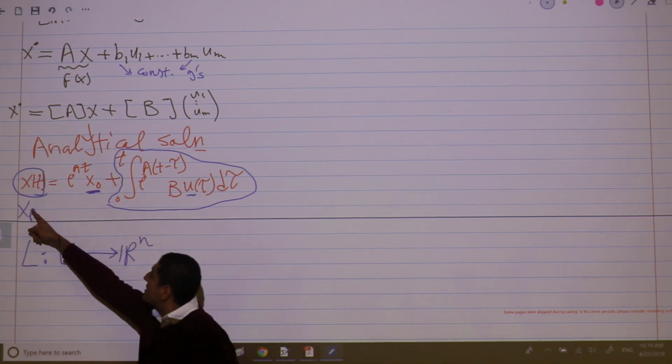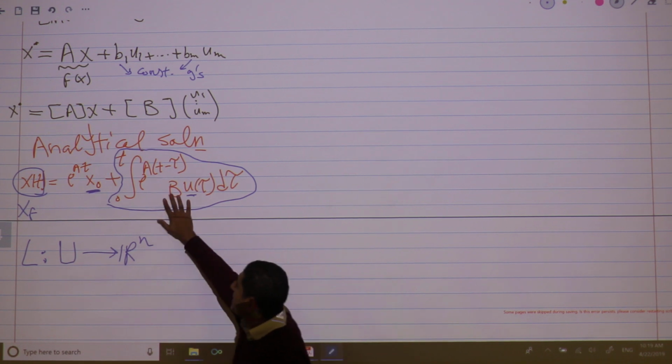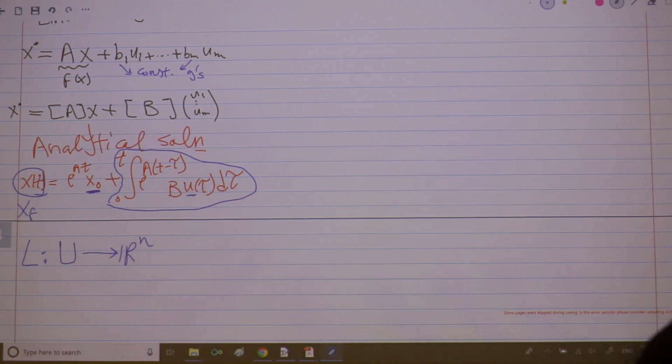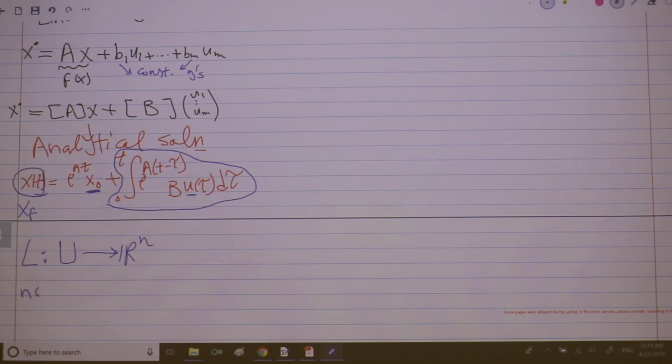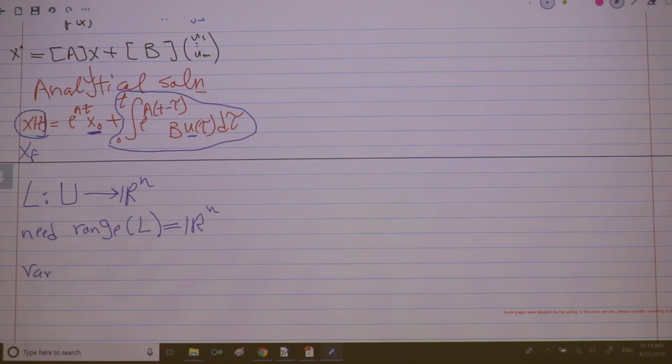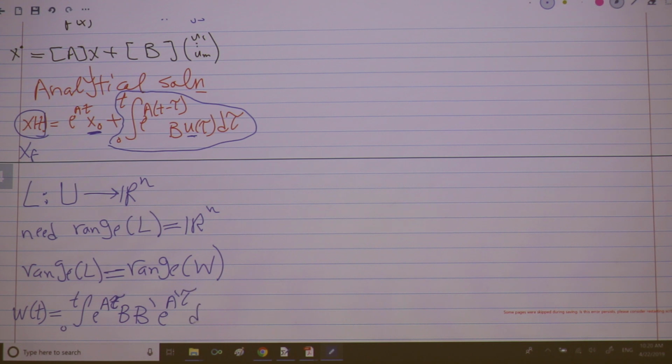If I want to reach any x in Rn, then the range of this operator must be Rn, right? So I need the range of L to be Rn, which is a bit hard to characterize. Luckily, the range of L is exactly equal to the range of another operator, W, which we call the controllability gramian: the integral from 0 to t of e to the At B B transpose e to the A transpose tau d tau.